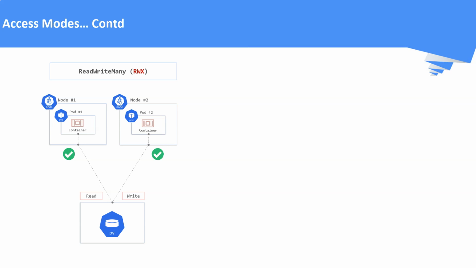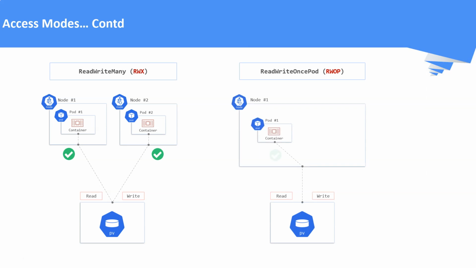Finally, it is the ReadWriteOncePod mode. In this access mode, the volumes can be mounted by a single pod with read and write access. Use this mode only if we want to ensure that only one pod across the whole cluster can read or write the data to the volume. Even a different pod in the same node cannot access this volume. At a time, only one pod can access this volume.